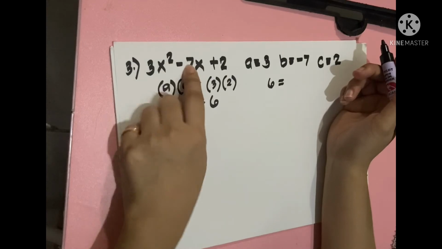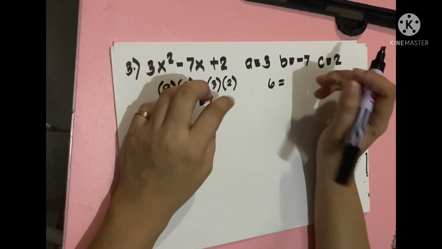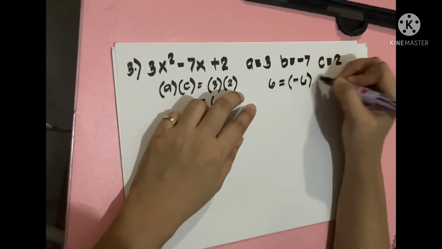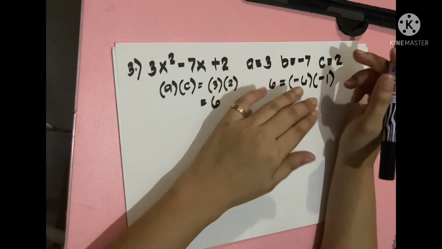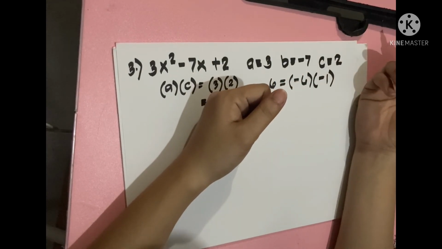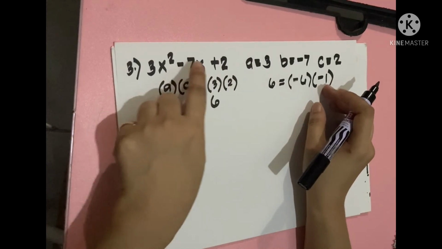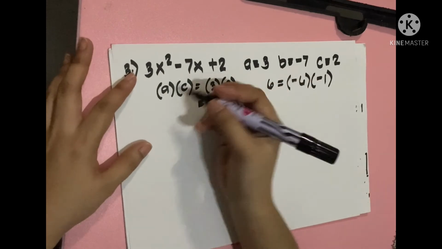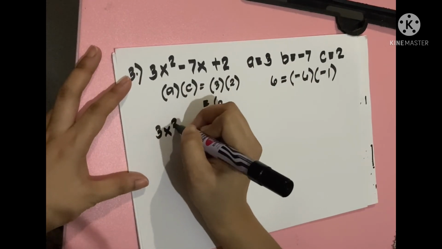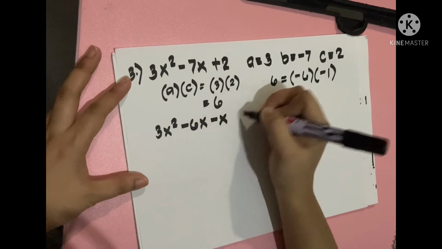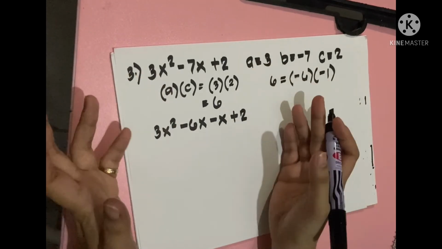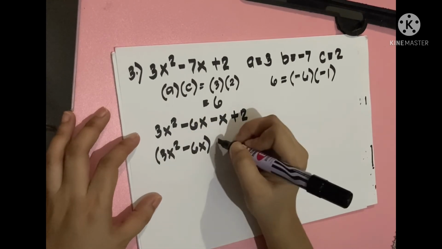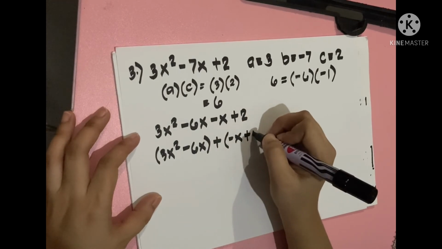Okay? But since ang ating middle term or yung B is equal to negative 7, so ibig sabihin, ang gagamitin natin na factors ng positive 6 is equal to negative 6 and negative 1. Since pag minultiply mo ang both negative, the product will become positive. Okay? So, after nyan, yung negative 7x, papalitan natin ng negative 6x, tsaka negative 1x or negative x. So, we have now 3x squared minus 6x minus x plus 2. And then, after that, i-groupings lang natin. So, we have 3x squared minus 6x plus negative x plus 2.